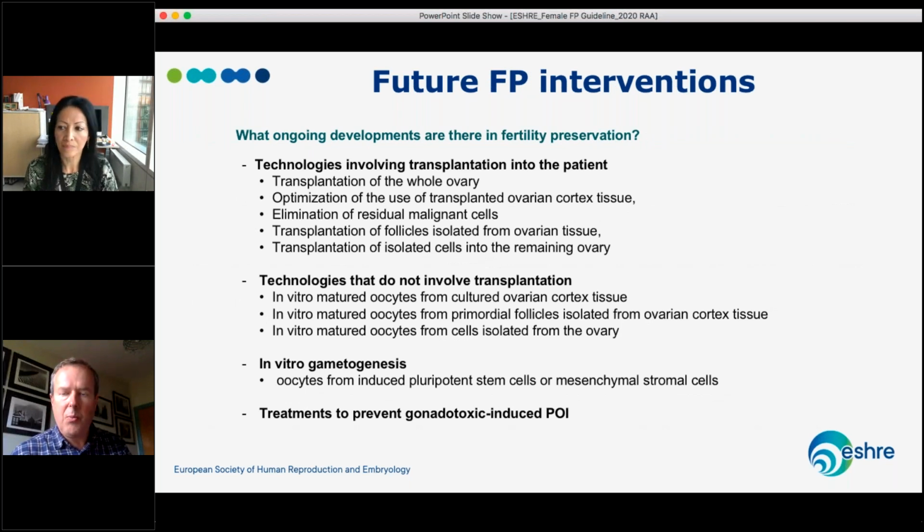So what about the future? Where are we going to be going with this? We have a final section in the document about what might be available in decades to come, because some of these future things are long-term.